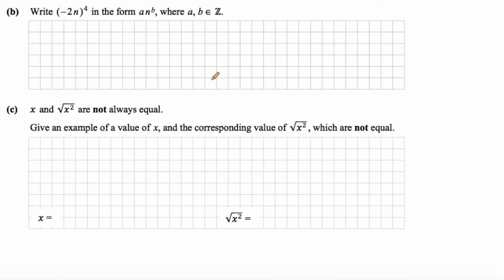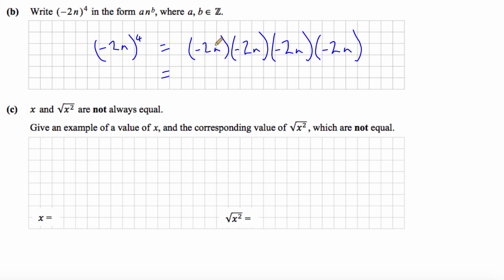Okay, part B says write the number minus 2n all to the power of 4. Write that in the form a n to the power of b, where a and b are elements of the set of integers, the Z set. Well, minus 2n to the power of 4, that is minus 2n by itself 4 times. So minus 2n multiplied by minus 2n, well, that gives us 4n squared. And over here we get another 4n squared. And when we multiply them, we get 16n to the power of 4, which is in the form a n to the power of b, because a and b are 16 and 4, which are integers.